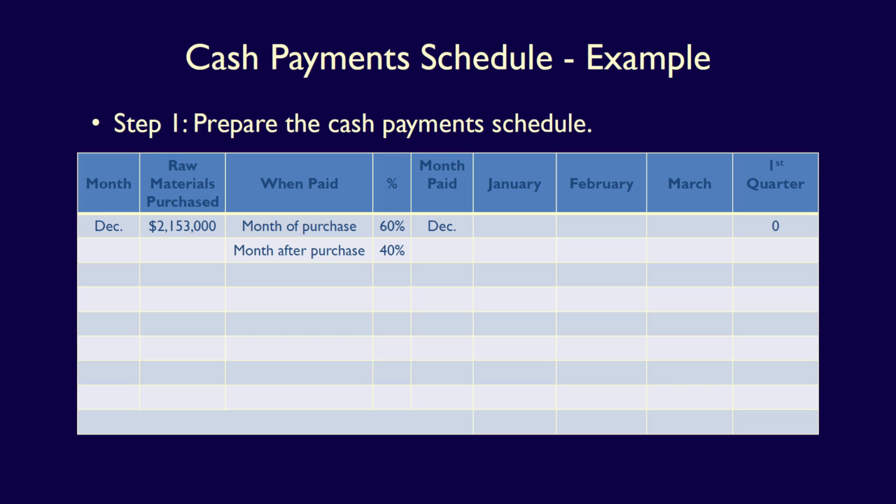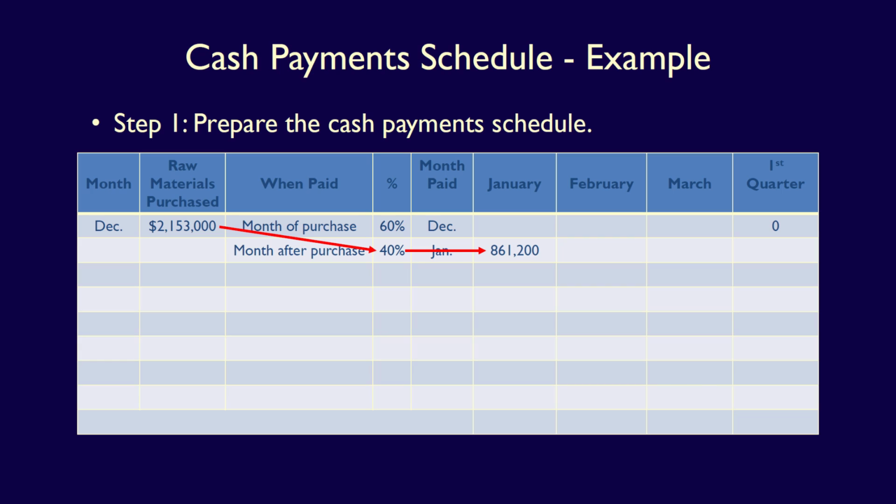What is the month after purchase? Purchases in December, month after purchase is January, so we place January in the month paid column. Do we have to do a calculation? The month paid is January, and we have a January column, January to January, so yes, we have to do a calculation. Raw materials purchased is $2,153,000 multiplied by 40%, which is equal to $861,200, which is placed in the January column.